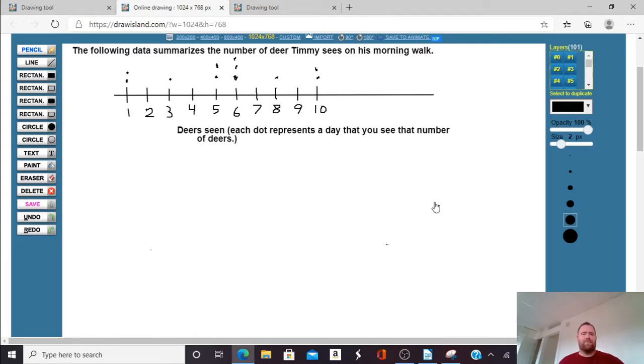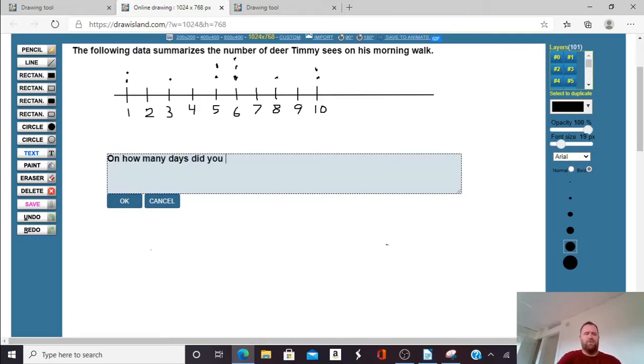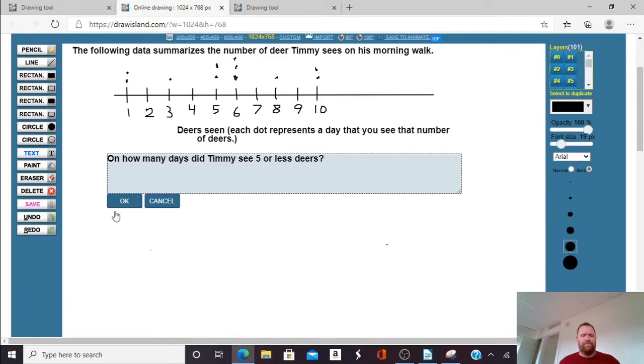The following data summarizes the number of deer Timmy sees on his morning walk. This shows deer seen, so each dot represents a day that you see that number of deer. So let's say we asked a question on how many days did Timmy see 5 or less deer?